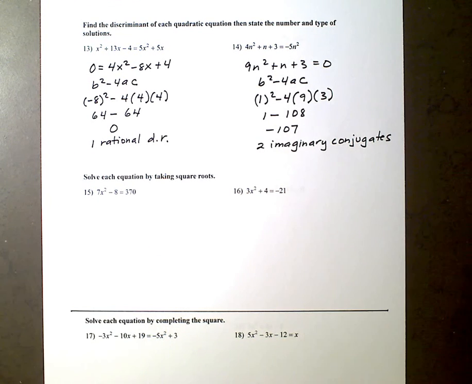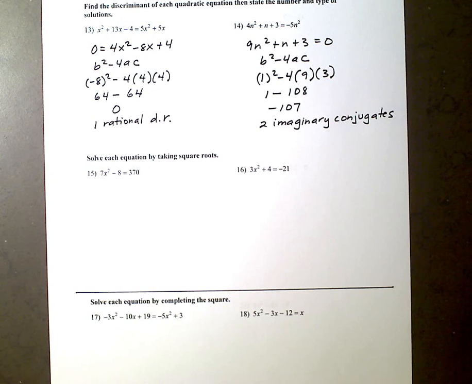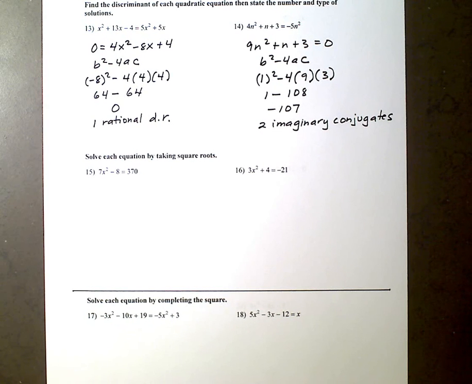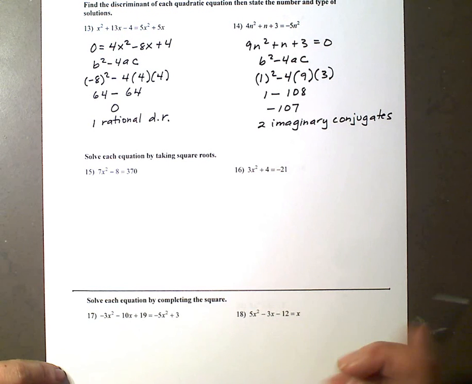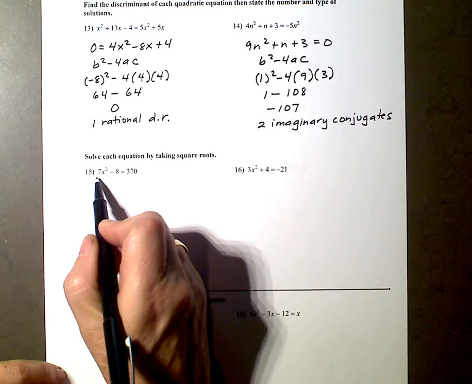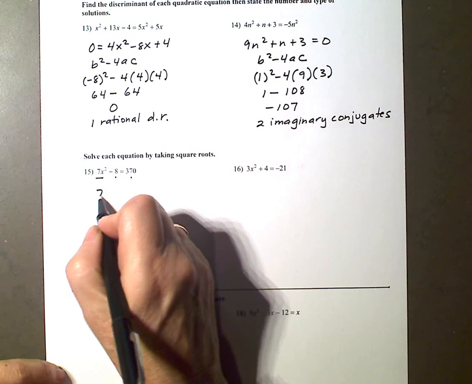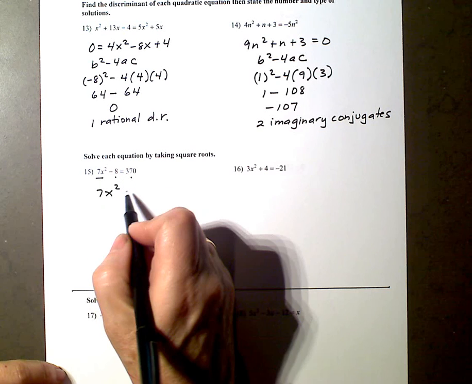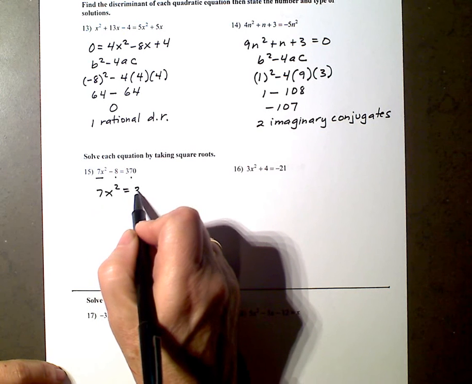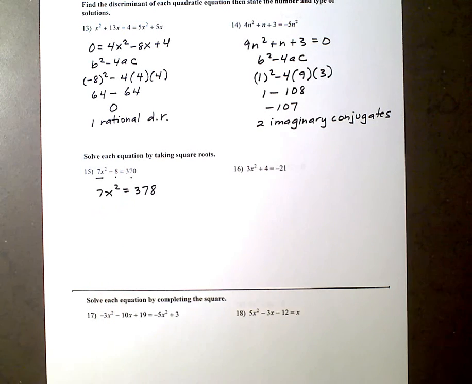So then in number 15 and 16, which are the last two for this page, we're going to solve by taking square roots. Basically using the square root method. So notice I just have the squared term and then I have constants, numbers. So I'm going to add the 8 to both sides here. So 7x squared equals 378. And so I'm going to divide out the 7 on both sides. So 378 divided by 7 is 54.